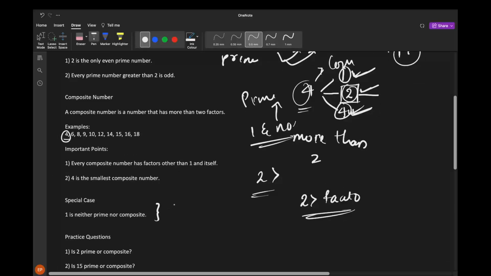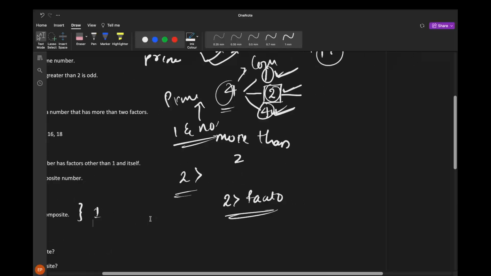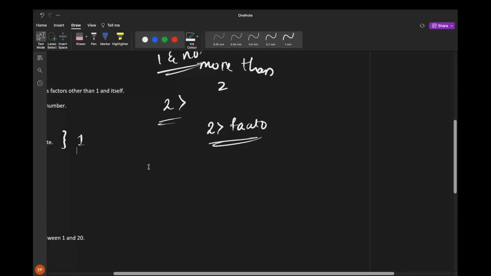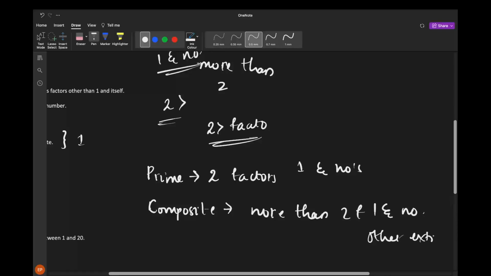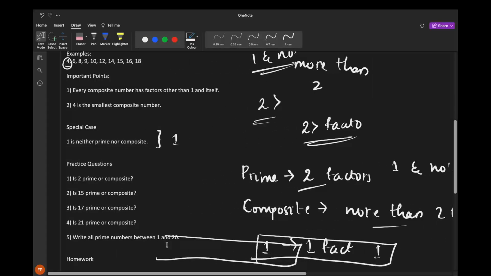And here comes the special case. 1 is neither prime nor composite. According to the definitions, to be prime a number should have two factors, 1 and the number itself. For composite, it needs more than two factors, meaning 1, the number itself, and another extra factor. But 1 has only one factor, which is 1. So it doesn't have two factors or more than two factors. It is neither prime nor composite.